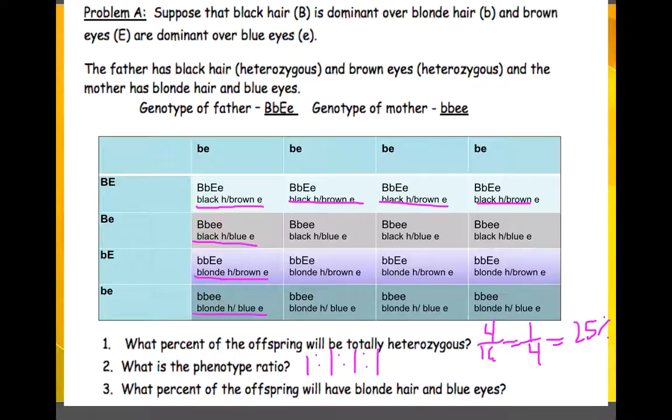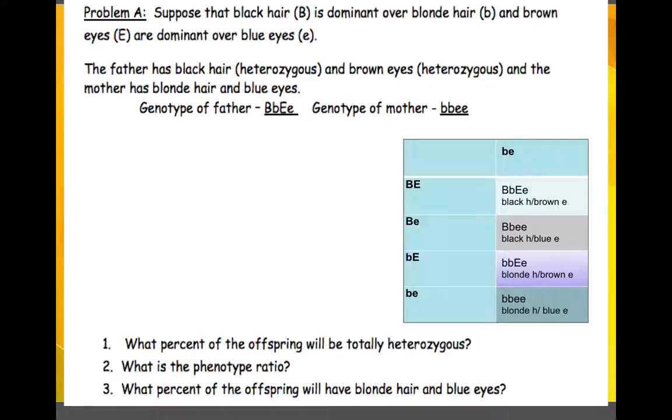And what percent of the offspring will have blonde hair and blue eyes? That is only looking at this section right here, which is 4 out of 16, also known as 1/4, which equals, same problem as up here, 25%.